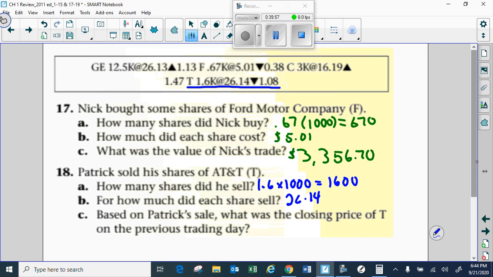Based on Patrick's sell, what was the closing price of T on the previous trading day? Okay, so this is for the previous trading day, not just the previous transaction. So it went down $1.08, which means the previous price was $1.08 higher. Therefore, we have 26.14 plus $1.08, which is $27.22.